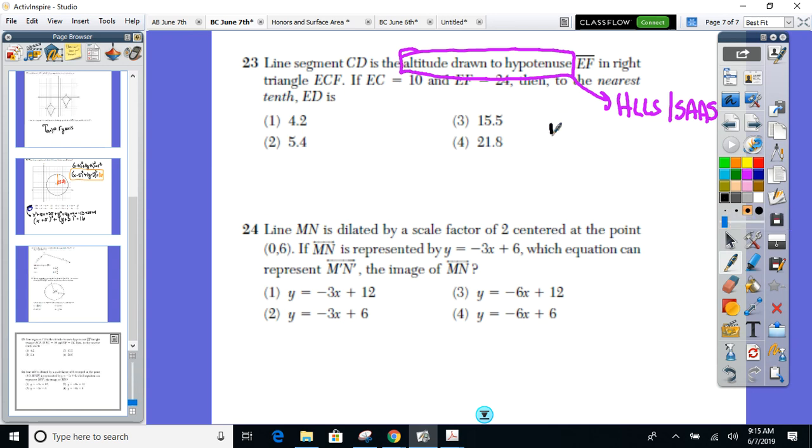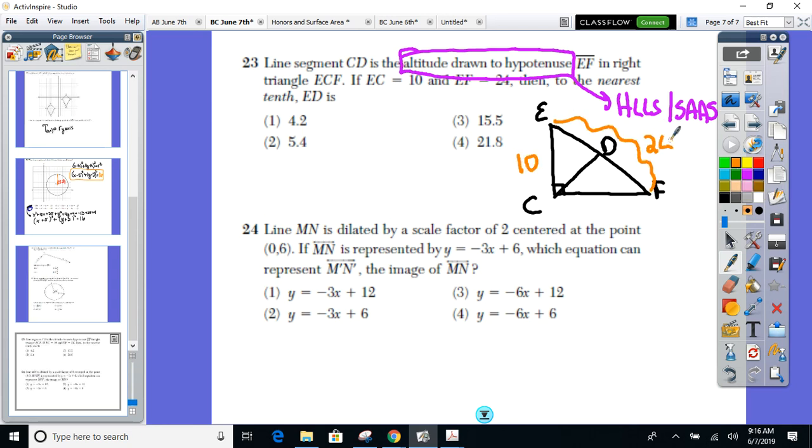All right, so what's this diagram look like? The right triangle is EFC. The hypotenuse is EF. So E and F, make sure it goes on the hypotenuse. C must be the right angle. I have line segment CD. There's your altitude. And now we can label the lengths. EC is 10. EF, 24. And you're looking for ED.